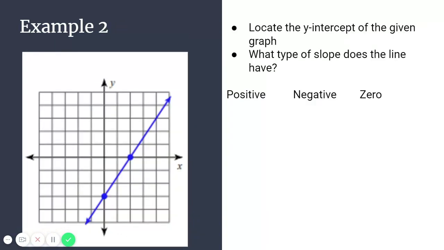Welcome back. Example number 2, you are to look at this graph and locate the y-intercept of the given graph. Then tell what type of slope the line has, whether it's positive, negative, or zero. Pause the video, denote your answer, and resume when you're ready.